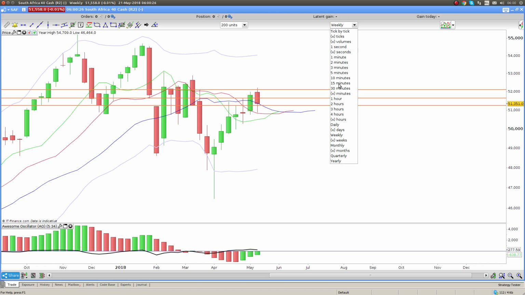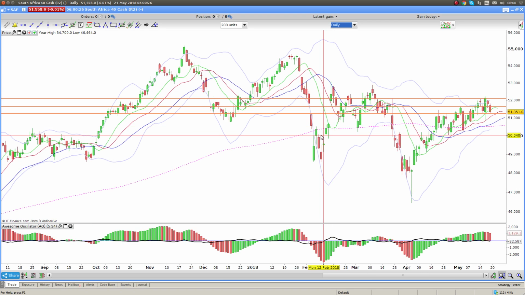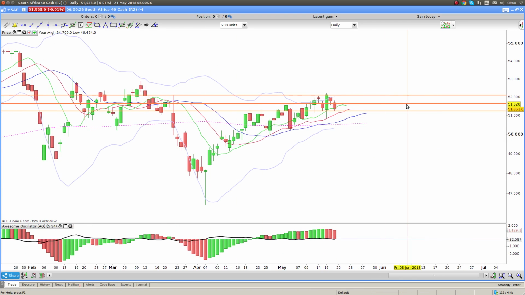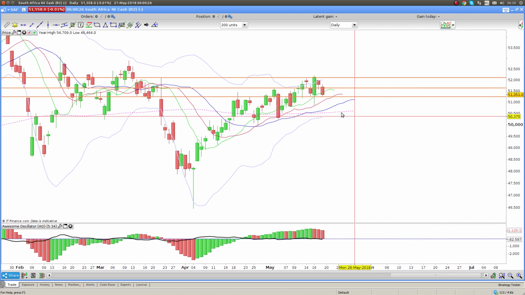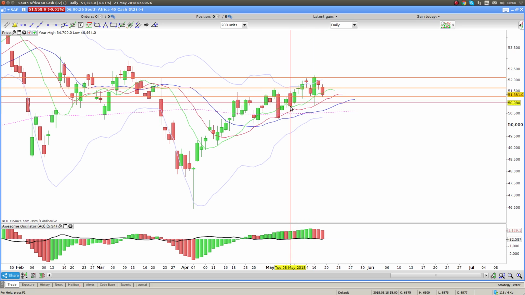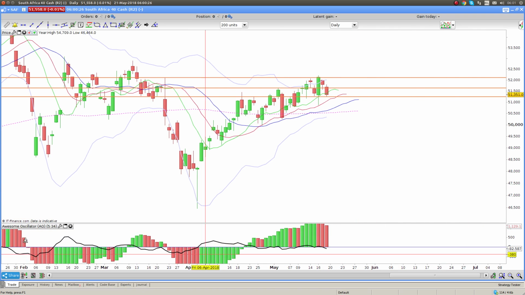Okay, let's just move down to the daily, and you can see how we are gradually moving into a Bollinger Squeeze, where the Bollinger Bands, these two purple lines here, are slowly but surely getting closer and closer together. Now for those of you wondering what the black line is, this is not the awesome oscillator. The black line is just a MACD with settings of 5, 13, 5, and it's really just for divergences, nothing else.